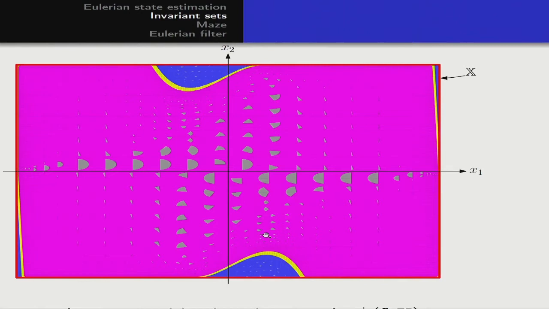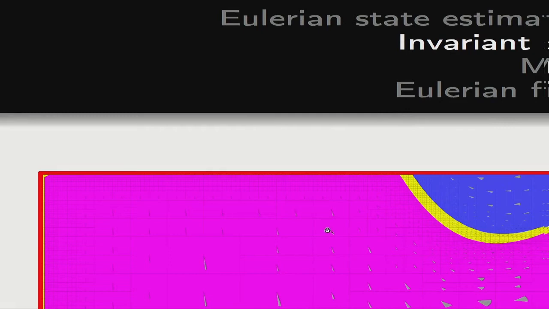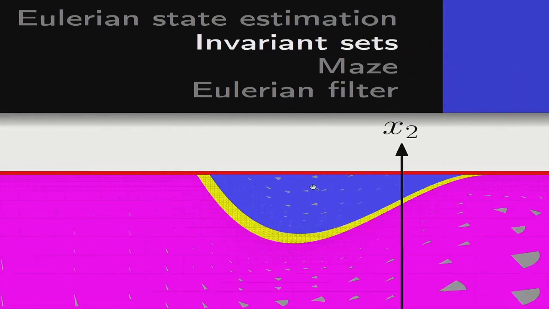Okay. Plus. So you can understand, if I zoom here, on the blue area, when I am on the blue area, if I follow the vector field, I will go out of the initial box. If I am in the magenta, I will stay in the magenta forever, and the yellow corresponds to the uncertainty layer. Okay. So this can be computed quite easily, quite fast, in, let's say, 1 second.